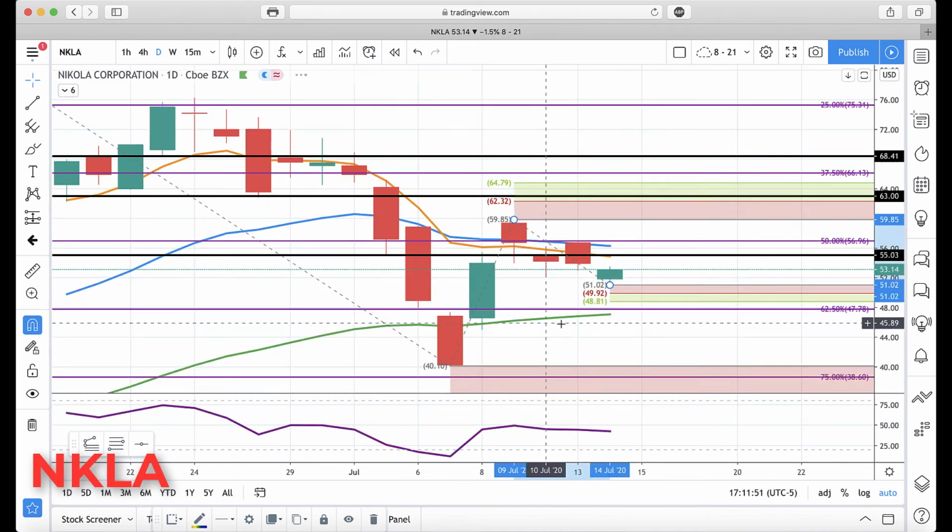So daily, the major area I'll be watching is down towards the 50-day exponential moving average, about 47 to about 47.78, this little support window right in there. So we have that for you on Nikola.